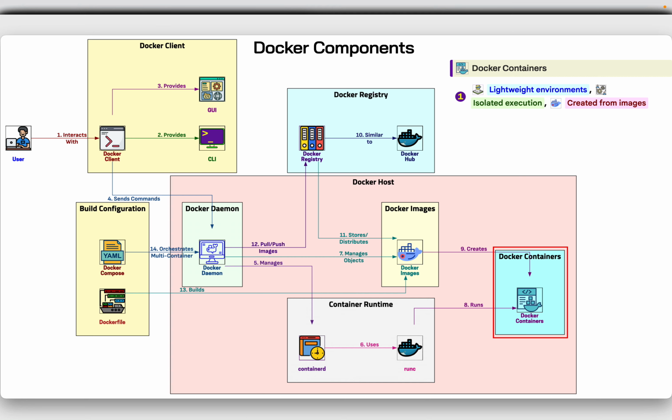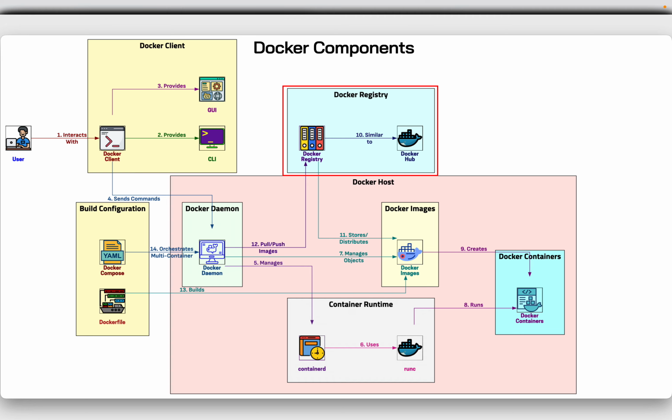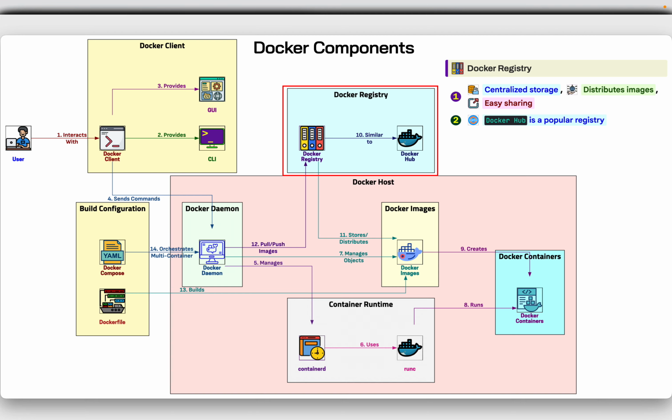Next one is Docker registry. Docker registry is a centralized service for storing and distributing Docker images, making it easy to share and access images across different environments. Docker Hub is a popular example of a Docker registry.